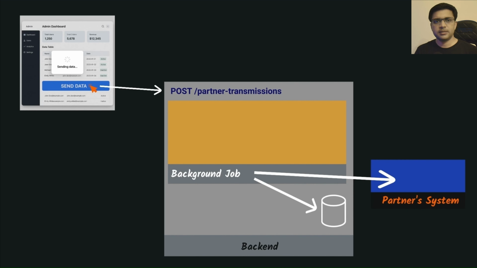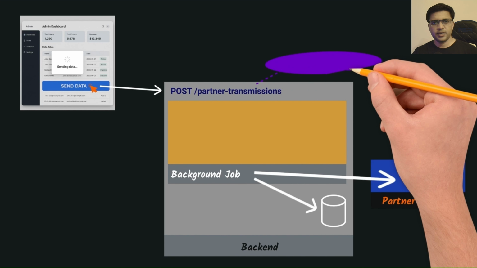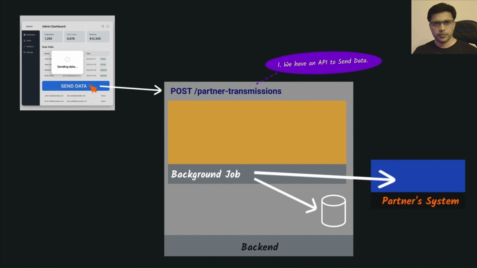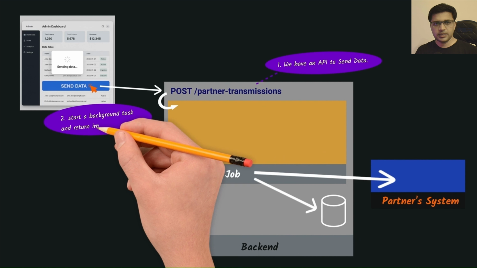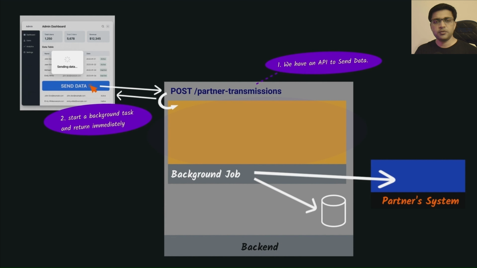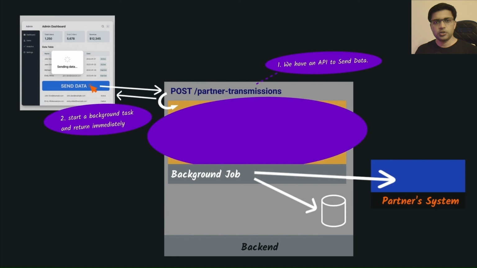Now let's discuss some technical details. We have an API to send data. When this API is triggered, it will start a background task and return immediately after successfully initiating the job. The job will then continue running in the background.